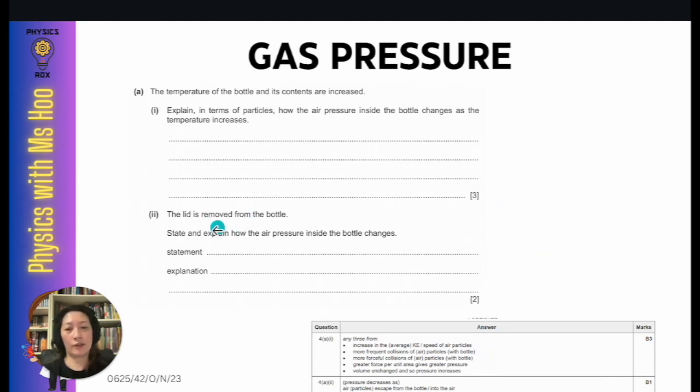And then for question 2, it's just asking how the air pressure changes when the lid is removed. So the pressure decreases because some of the air particles escape from the bottle.